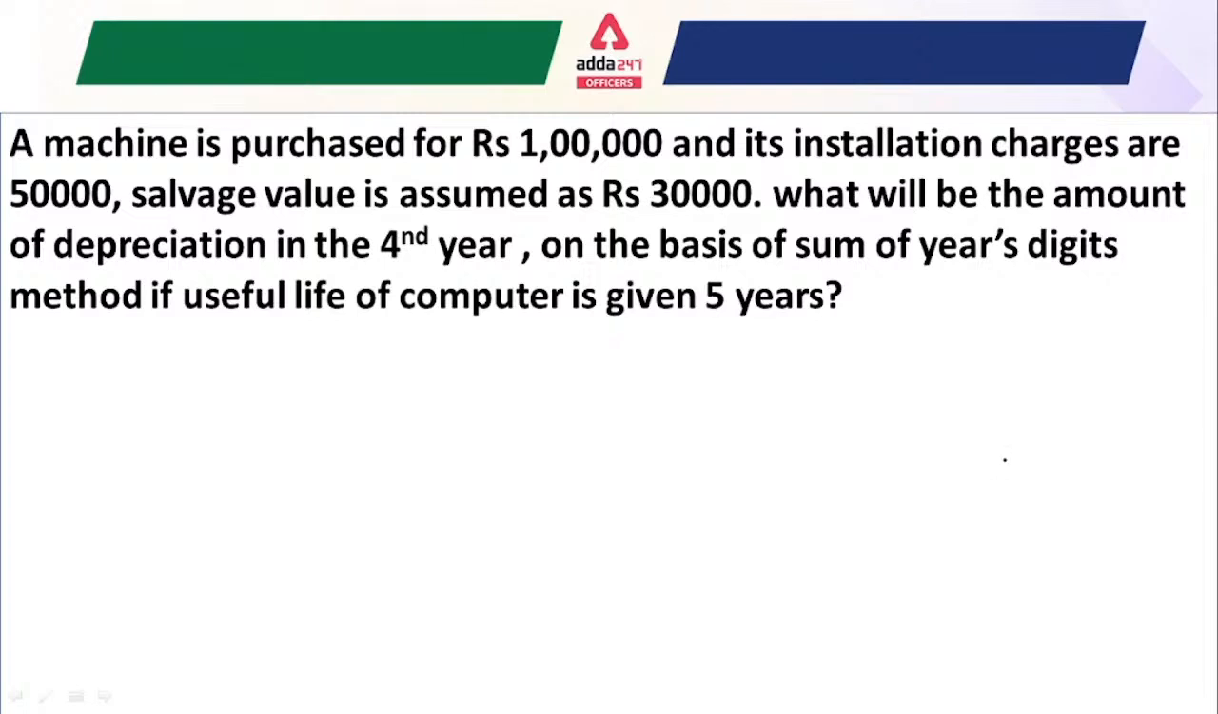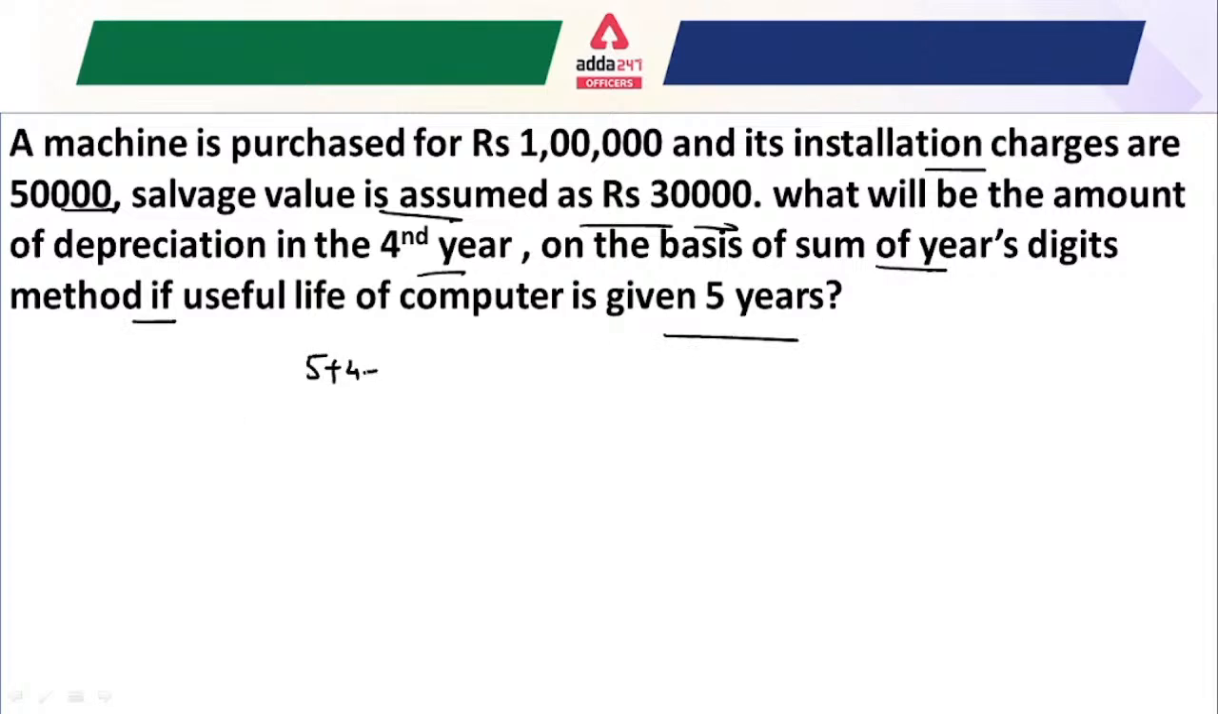Look, if I say that a machine is purchased for 1 lakh rupees, its installation charges are 50,000, and salvage value is 30,000, what will be the amount of depreciation in the fourth year on the basis of the sum of year digit method? The first thing you see is the sum of year digit method, and the useful life is given as 5 years.